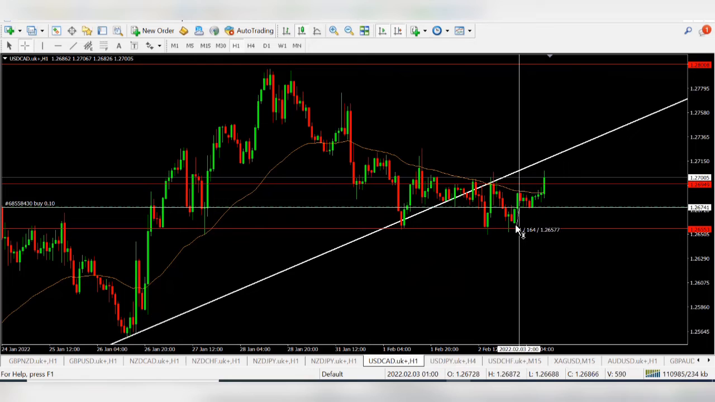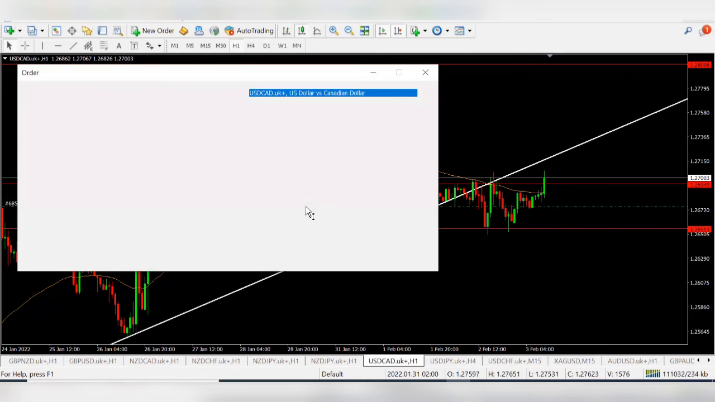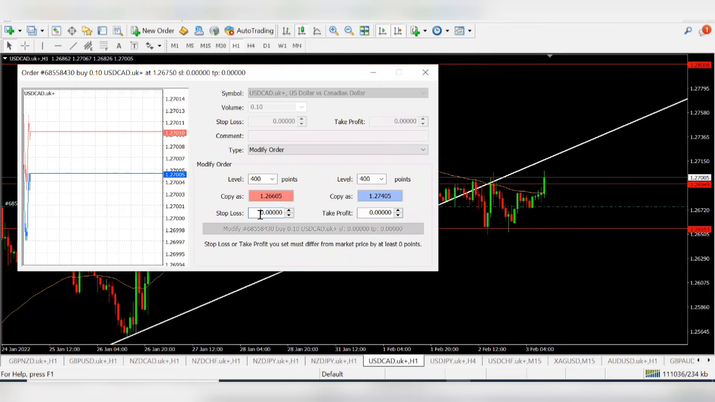Now we will set my stop loss together. The last known weak point on this line is 23 pips below. I'm adding 5 pips to that, and that's 1.2648. So I'm going to manage this trade now.